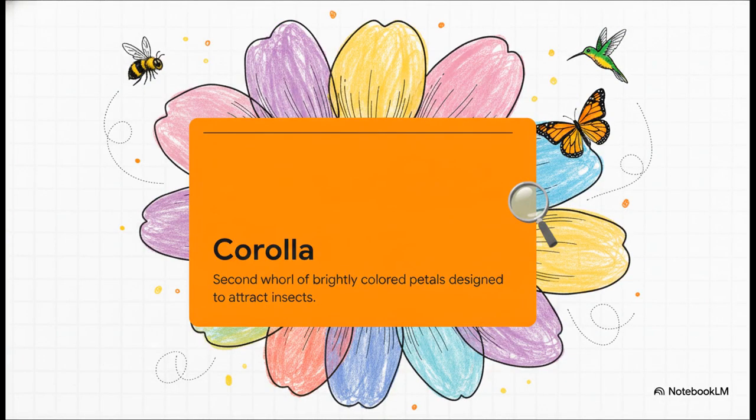Just inside that protective shield is the second whorl, the corolla. Now, this is the part we usually notice first because it's made up of a ring of modified leaves that we call petals. And this right here answers our initial hook about why flowers are so flashy. Petals come in all sorts of shapes, sizes, and colors, often with an amazing fragrance. The corolla is literally a stage built to attract external agents, like insects, to come in and help with pollination.